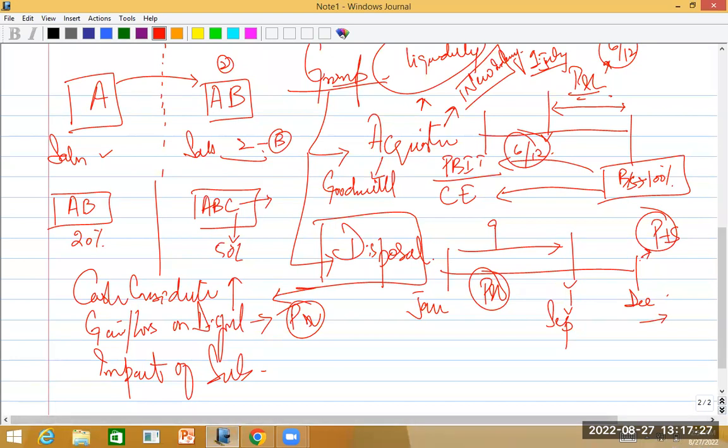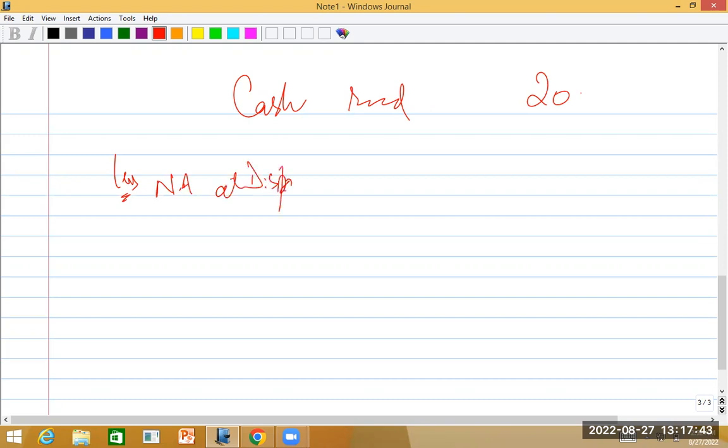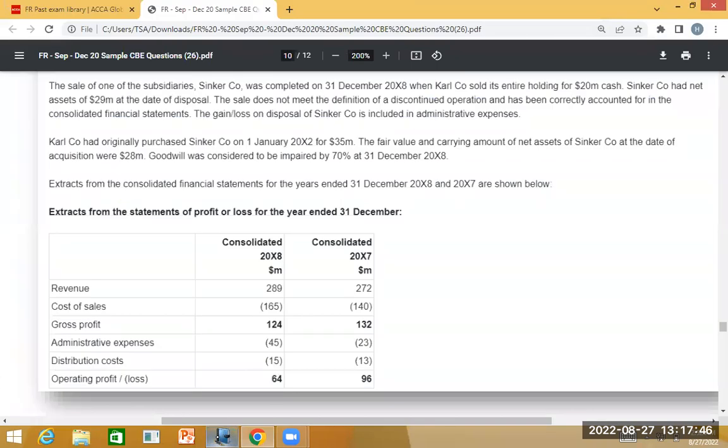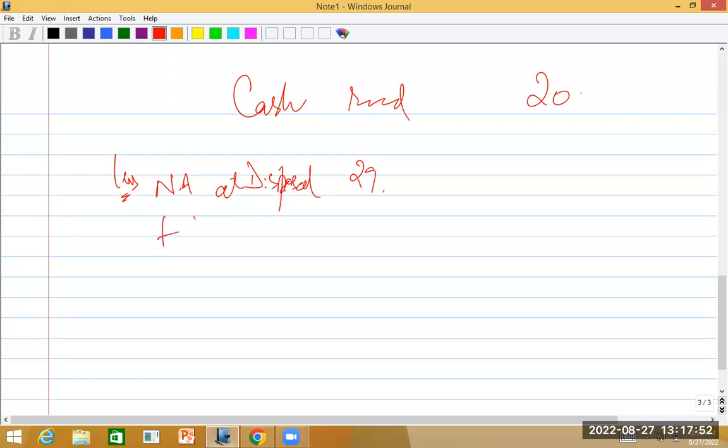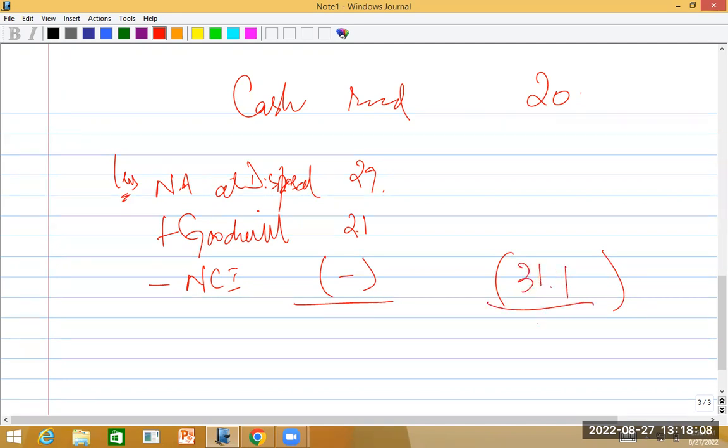2.1. So the cash that we have received at the time of disposal is 20 million, less net assets at disposal. Net assets at disposal will be 29 million plus unimpaired goodwill. So you need to report the goodwill after the impairment, which is 2.1. And we should deduct NCI, and as we don't have any NCI in this question, my answer will be 31.1. 11.1 will be the loss on disposal.